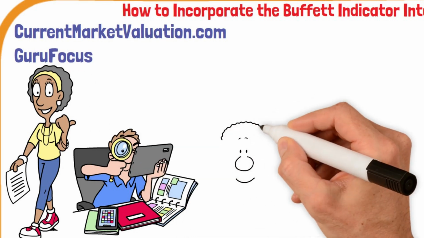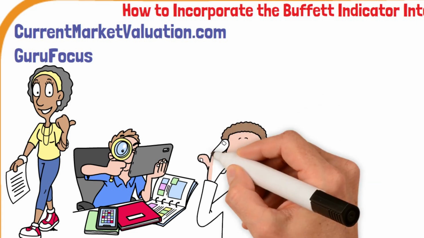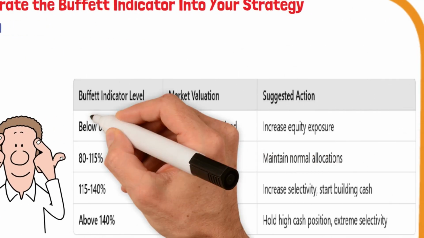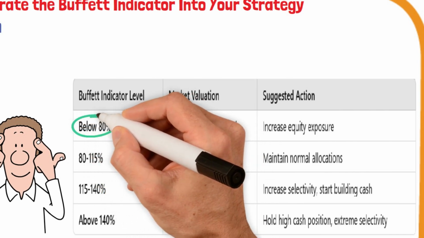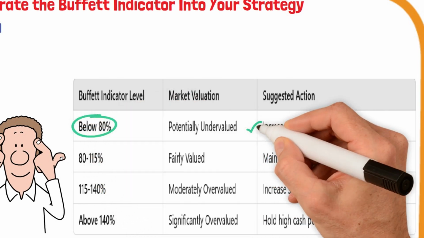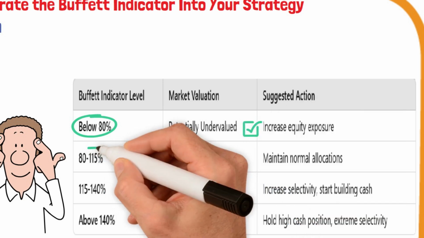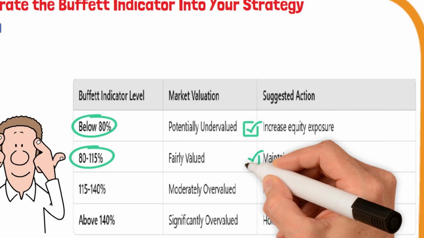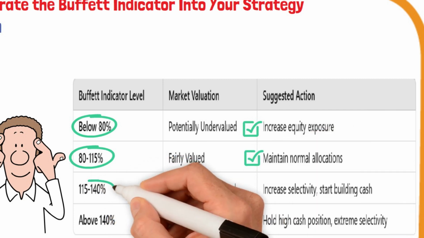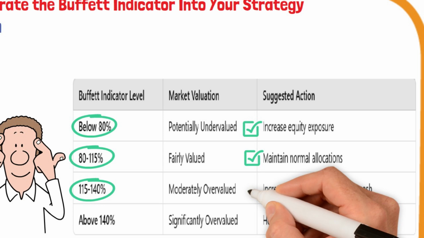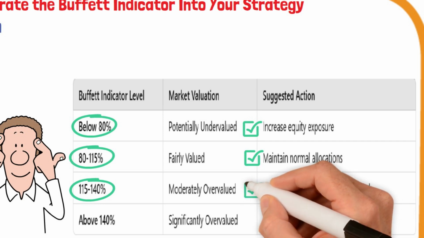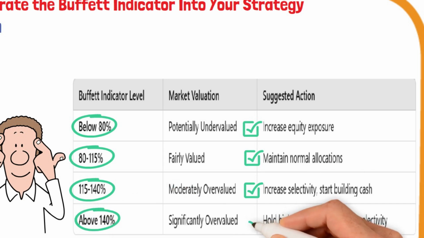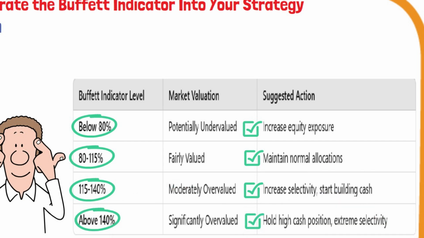Second, set your own action thresholds. While Buffett hasn't published specific thresholds, historical data suggests below 80%, market potentially undervalued, consider increasing equity exposure. 80 to 115%, fairly valued. Maintain normal allocations. 115 to 140%, moderately overvalued. Increase selectivity, begin building cash. Above 140%, significantly overvalued. High cash position, extreme selectivity.